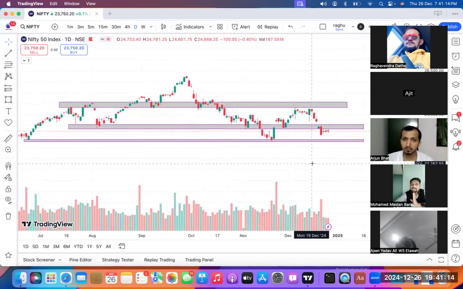No idea? Ajit? Within the range, I think the bottom one base is there and the top one base is there. Okay, that is another perspective. Anyone else? No, it's okay.